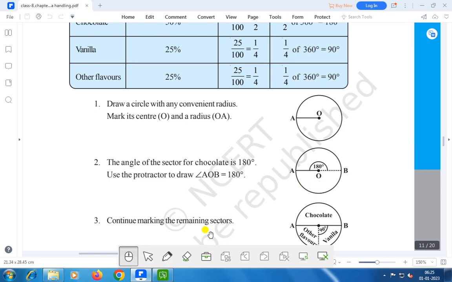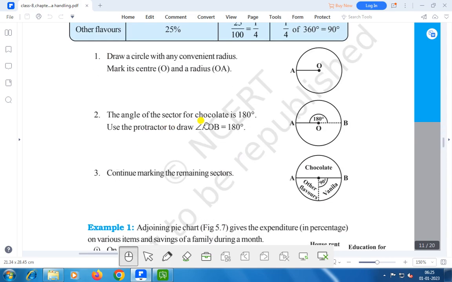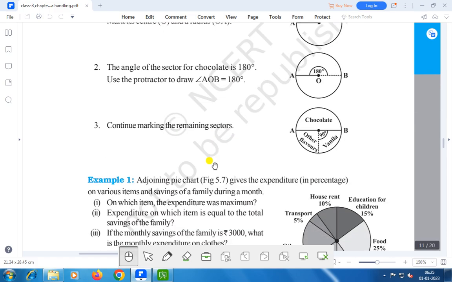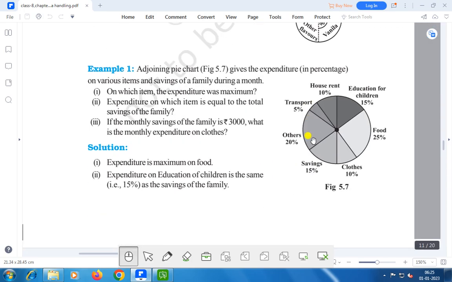Draw a circle, right? The angle of the sector for chocolate is 180 degrees. Use a protractor to draw angle AOB, that is 180 degrees. Continue making the remaining sectors, that is 90 degrees, and the other flavors is also 90 degrees. Adjoining pie chart, figure 5.7.